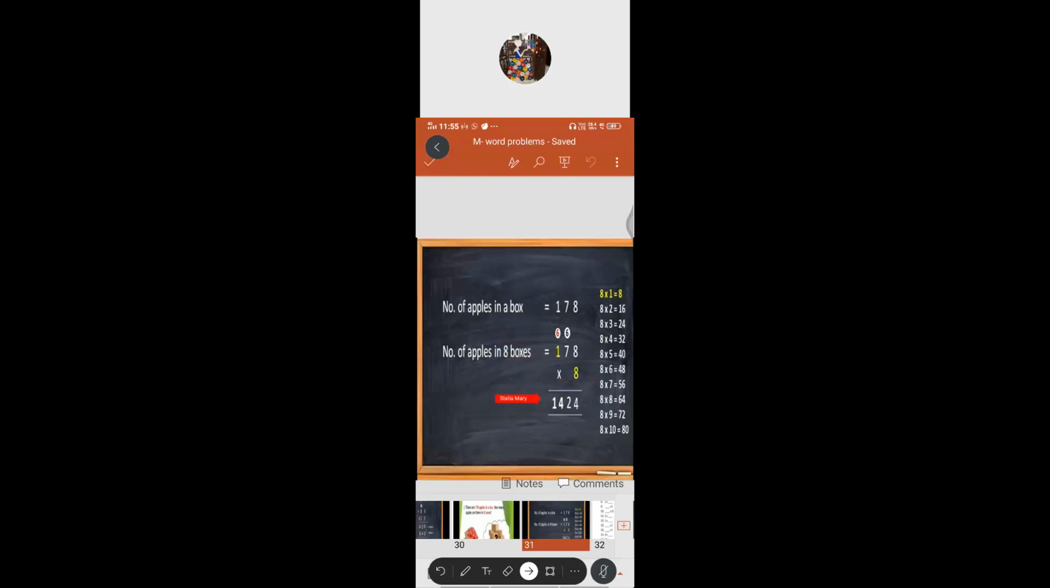How should we begin the answer? Answer: 1424 apples are there. Got it? In this way you have to complete your statement sums. Got it, children? Okay.